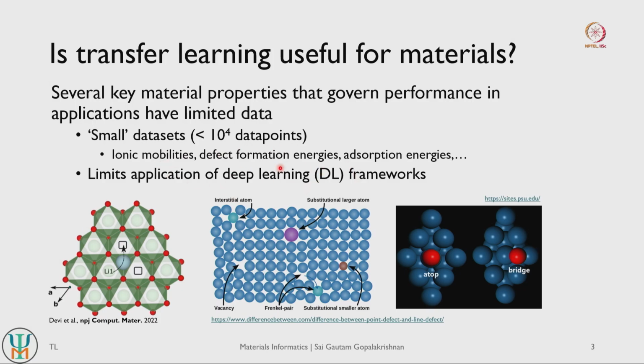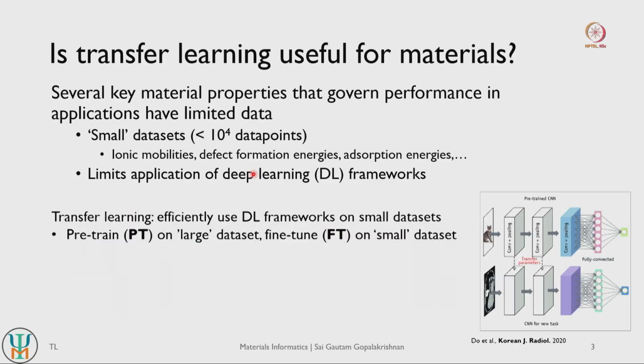Since deep learning frameworks have a lot of weights and biases, if you have very few data points, that would almost always indicate that the model becomes highly variant. In other words, the model will tend to overfit. So this limits the applicability of deep learning frameworks in the field of material science in general. Now one way to overcome this data insufficiency problem is to use the principle of transfer learning.